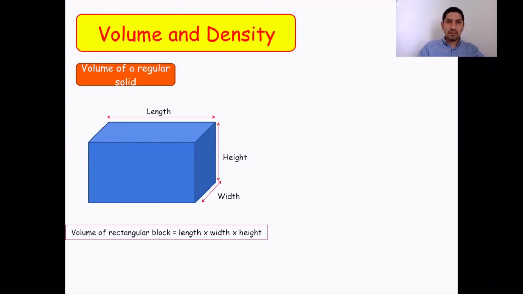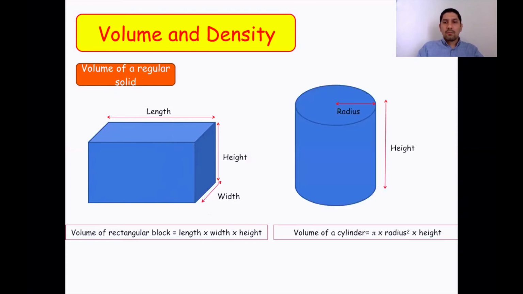Volume of regular solids. For the volume of regular solids, we just need to measure three sides and then multiply them. So length times height times width will be the volume of regular solids. For the cylinder, we need to measure the height and the radius of the cylinder, and then multiply by pi. So volume of a cylinder is equal to pi times radius squared times height.